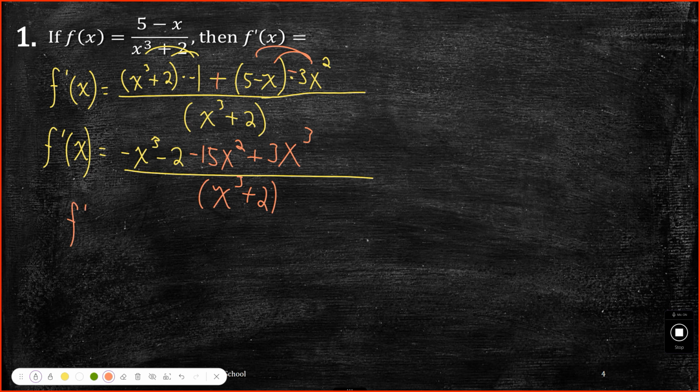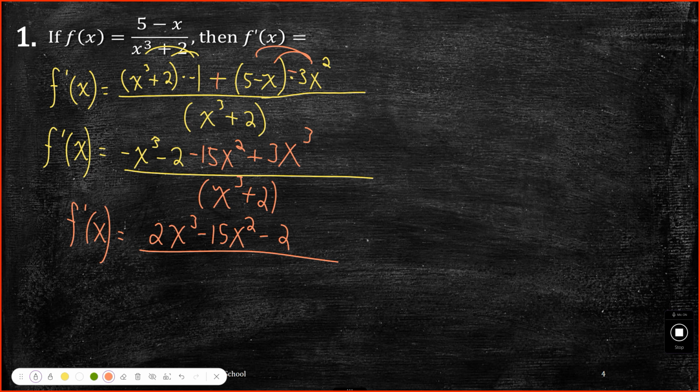So f prime of x is negative x cubed plus 3x cubed. That's going to be 2x cubed minus 15x squared minus 2.